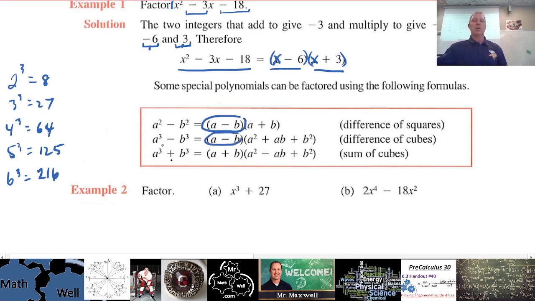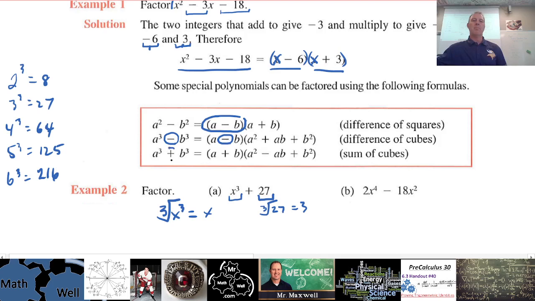Now a, when we're talking about difference of cubes, is the cube root of this number. Okay, so if you have x cubed, the cube root of x cubed is just x. All right. The cube root of 27 is what? So what cubed is 27? It's 3. Yeah. So the cube root of 27 is 3. All right. So that's the difference of cubes. Notice this. If it's a difference of cubes, then this is always minus. That's the same.